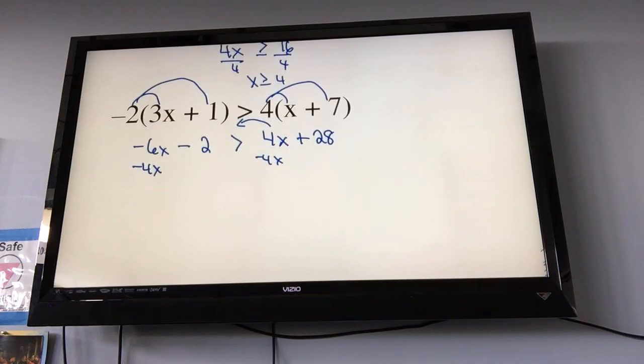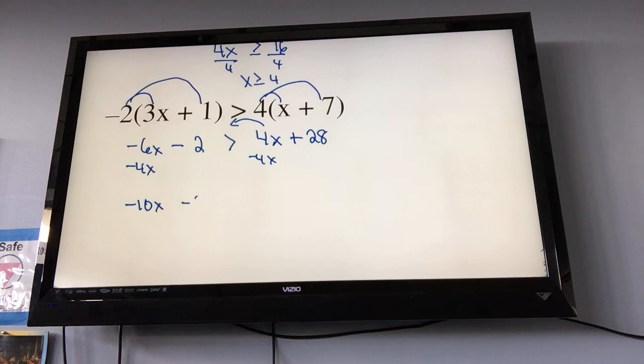So negative 6 and minus 4. If you were using a calculator, you could punch that in as negative 6 minus 4, or negative 6 plus a negative 4. Okay, they come out the same. Negative 10. And then I'm going to add 2. So negative 10x is greater than 30.